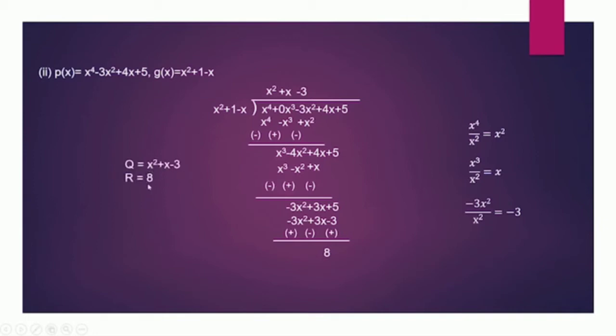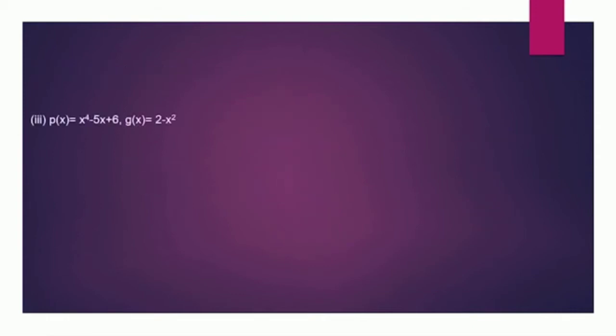Moving on to the third problem, we have p of x as x to the power 4 minus 5x plus 6 and g of x as 2 minus x square. Dividing these two polynomials, we will get it like this. So the same process will continue as we said in the previous two problems. Here x to the power 4, we need to divide it by minus x square. Therefore, x to the power 4 by minus x square, we will get minus x square itself. Now, this minus x square, we need to put it here.